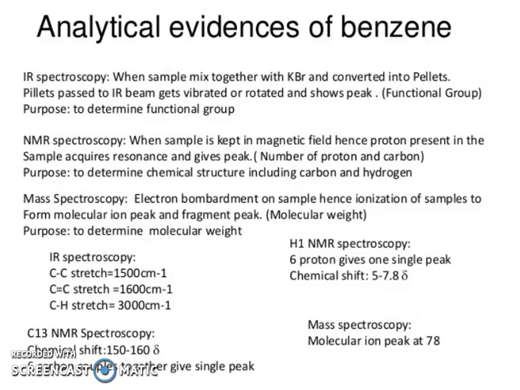So IR spectroscopy: carbon-carbon single bond stretching at 1500 per centimeter, carbon-carbon double bond stretching at 1600 per centimeter, CH stretching at 3000 per centimeter. Proton NMR spectroscopy: 6 protons give one single peak, chemical shift 5 to 7.8 delta value. Carbon-13 NMR spectroscopy: chemical shift 150 to 160 delta, 6 carbons coupled together give a single peak. Mass spectroscopy gives the molecular ion peak at 78. Keep this information in your mind.